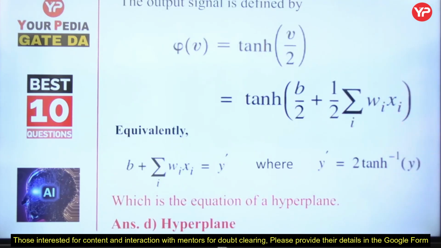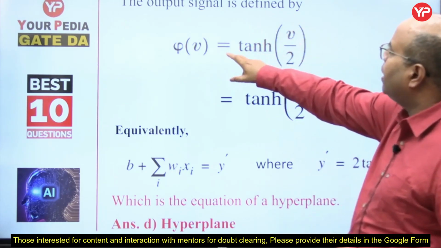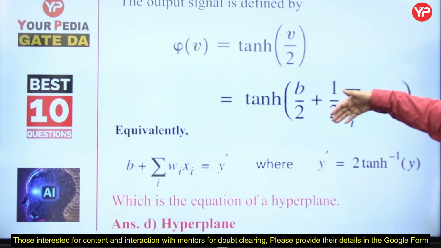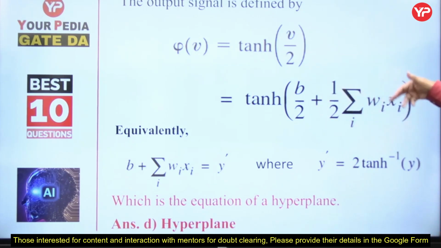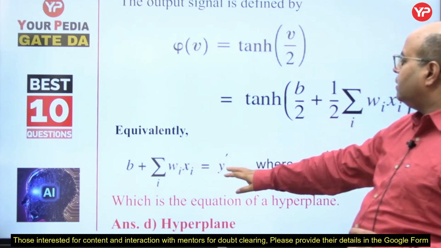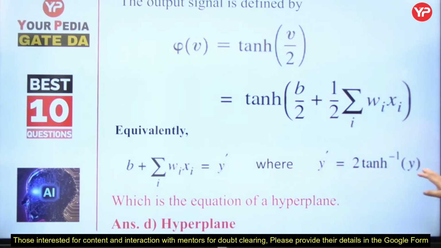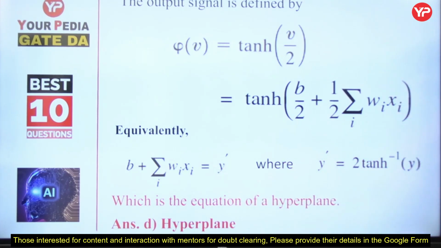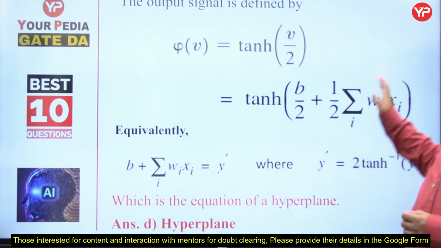So let us proceed. This is the solution. The output signal is defined by phi of tanh of v by 2, that's given. So we have put here tanh, that replaces v by 2, which is b plus the sum of wixi, all over 2. Now we have inverted it, so b plus the sum of wixi is equal to y dash, where y dash is 2 tanh inverse of y. So when you solve like this, this comes to be the equation of a hyperplane. So most of the time decision boundaries are hyperplanes only, so this is a hyperplane.